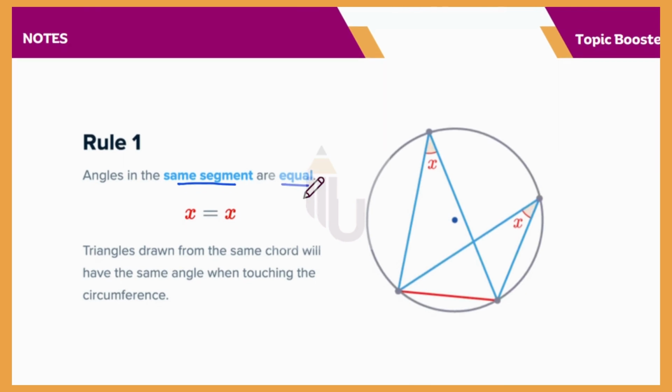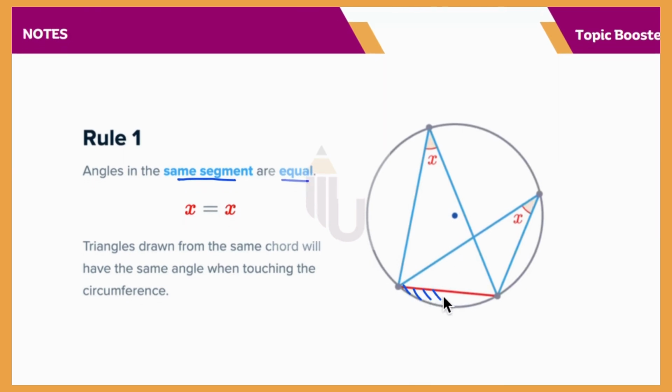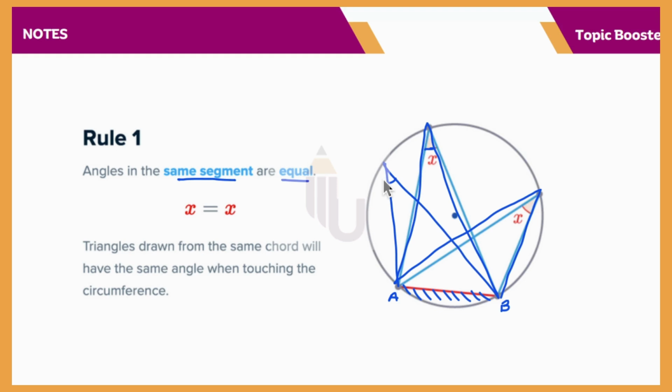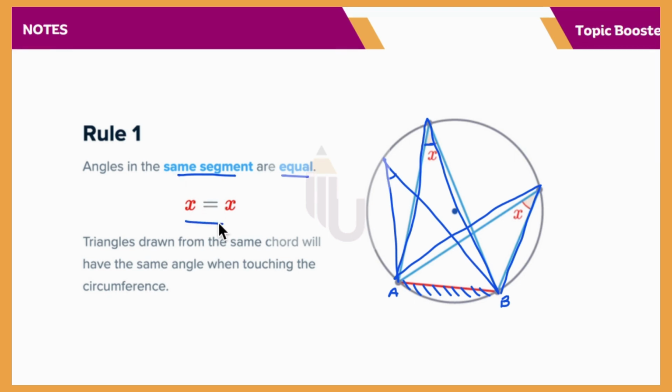You just need to understand what is the meaning of segment. So here this thing is called a segment from A to B. So AB is a segment which is subtending an angle x at any part of the circle, and there will be infinite such possibilities. They all will be equal. That is the meaning of the first rule.